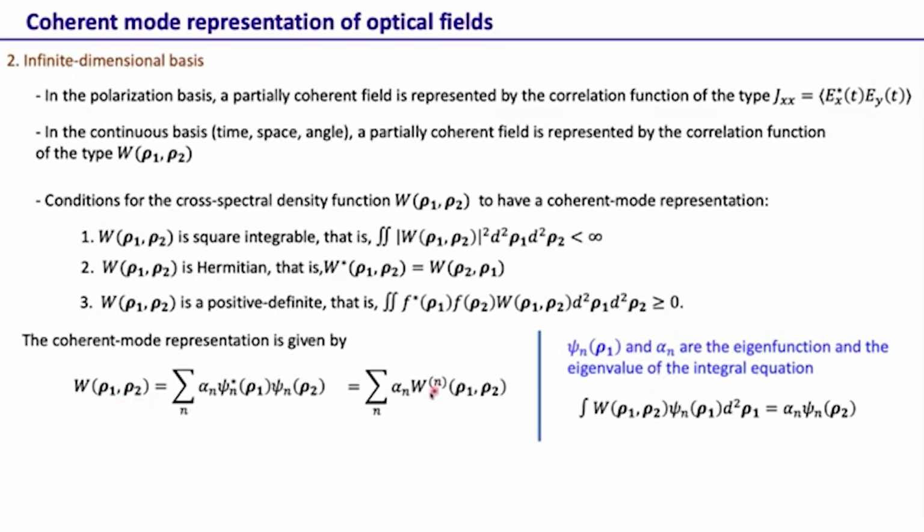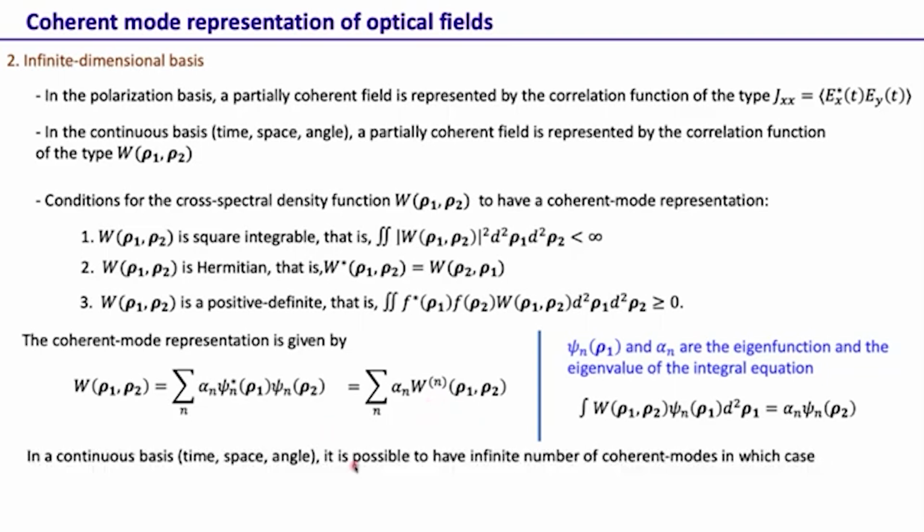a sum of a finite number of the fully coherent modes. In some situations, it is possible that one needs an infinite number of modes, in which case this representation will essentially have us replace this summation by an integral, which is g_k W(rho 1, rho 2, k) d^2k, and this label n, which is the discrete label over here, will be replaced by this continuous label k, which is what shows up here as well. So this is the coherent mode representation of the cross spectral density function.